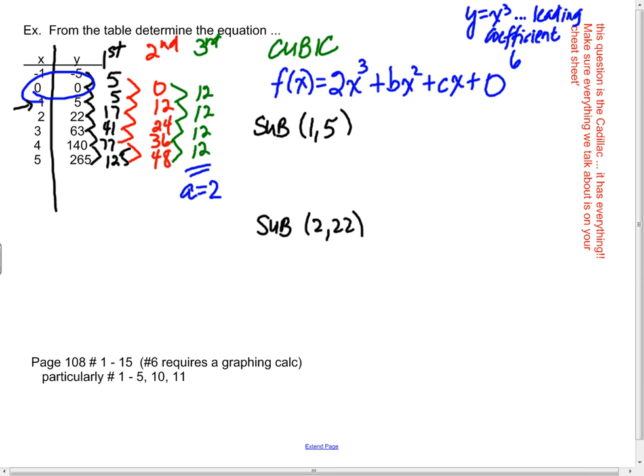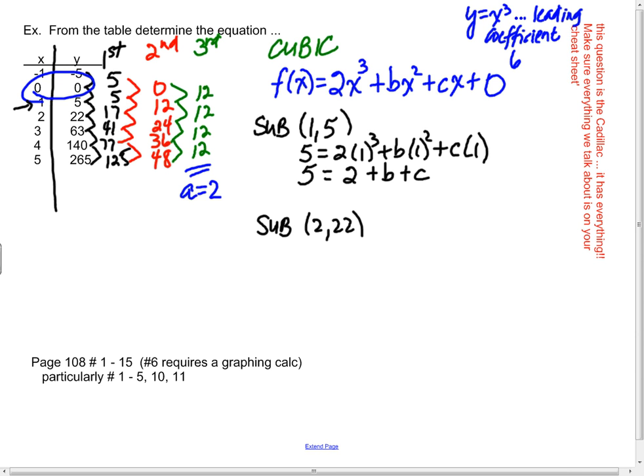Okay, so I'm going to substitute 1, 5 in here and see what happens. So my 5 goes in for f at x. 1 goes in for every x. And I'm going to have to tidy this up in a moment. Thank goodness that's a 0 on the end. All right, 5 equals 2 times 1 cubed is still 2. B times 1 squared is still B. And C times 1 is still C.